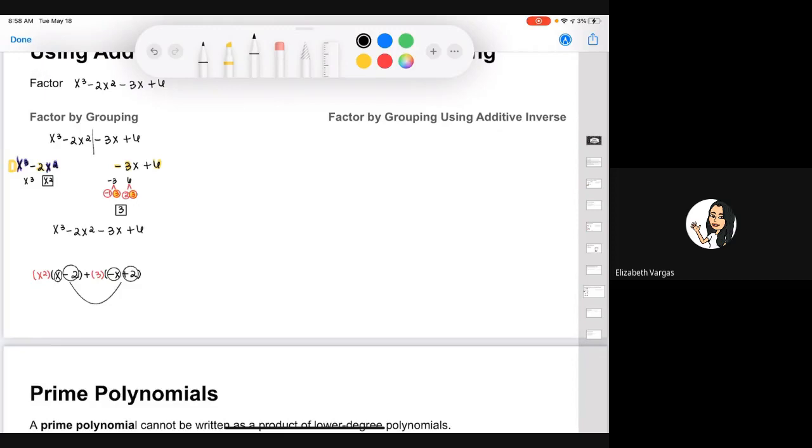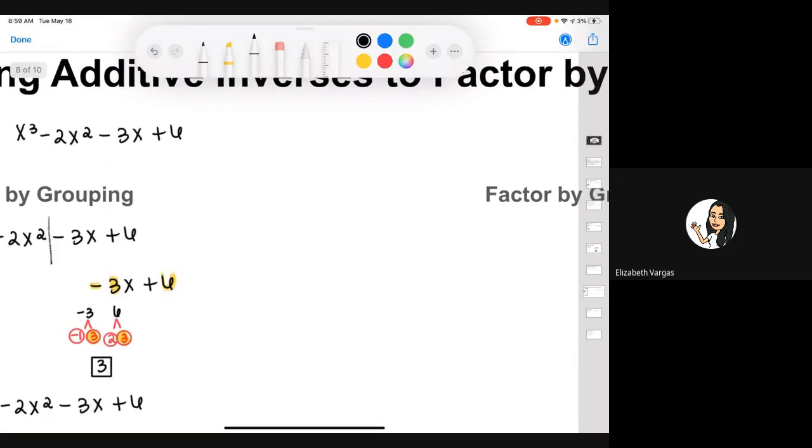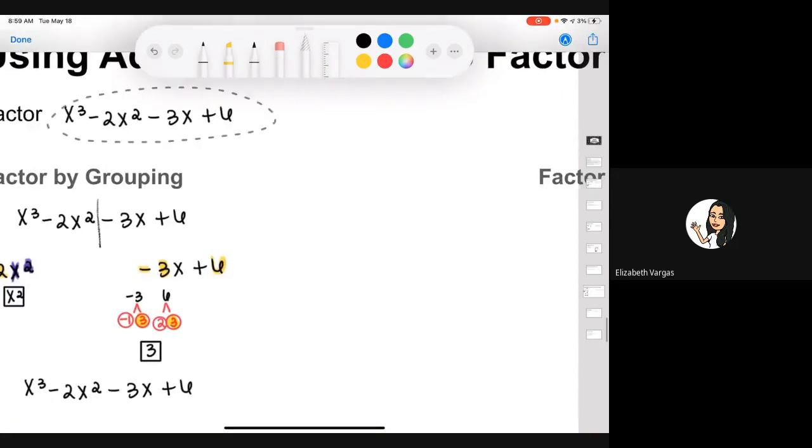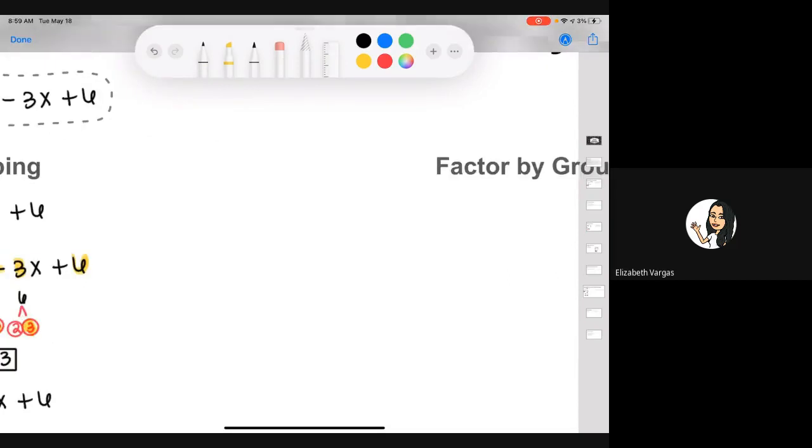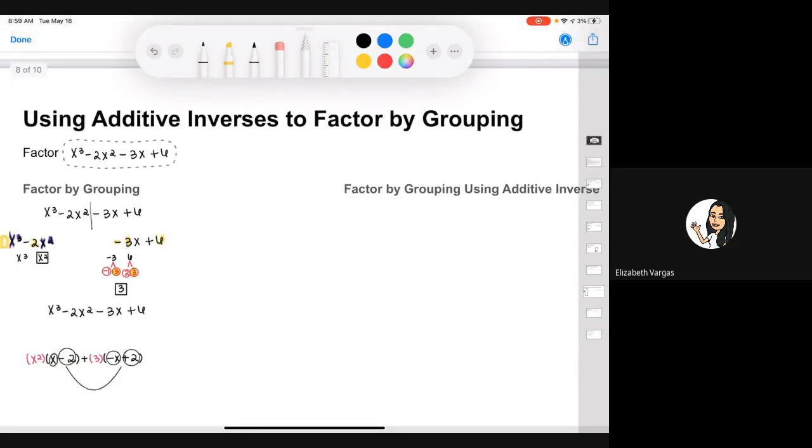However, if I did want to get a simplified expression, I could actually go ahead and do that. And the way I do that is I want to go ahead and use the additive inverse. So I want to take this as the original expression right here. And what I want to use is the additive inverse.